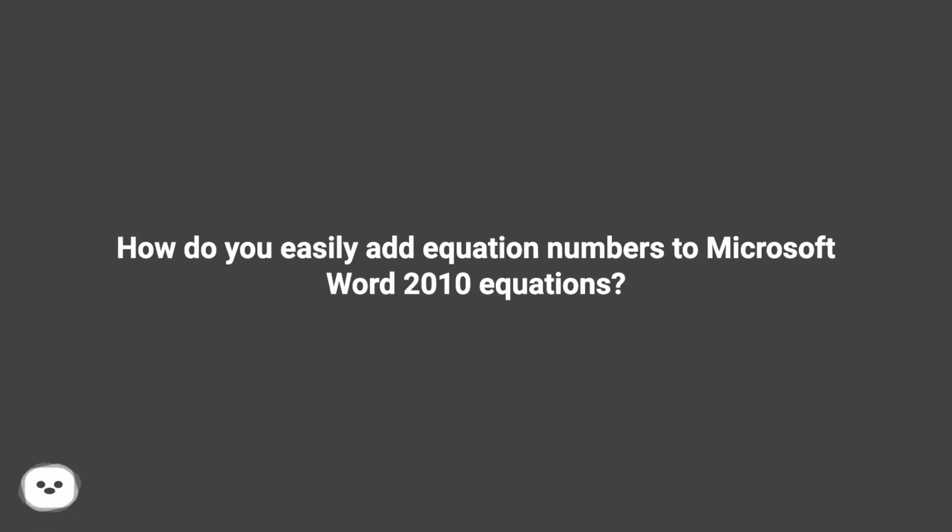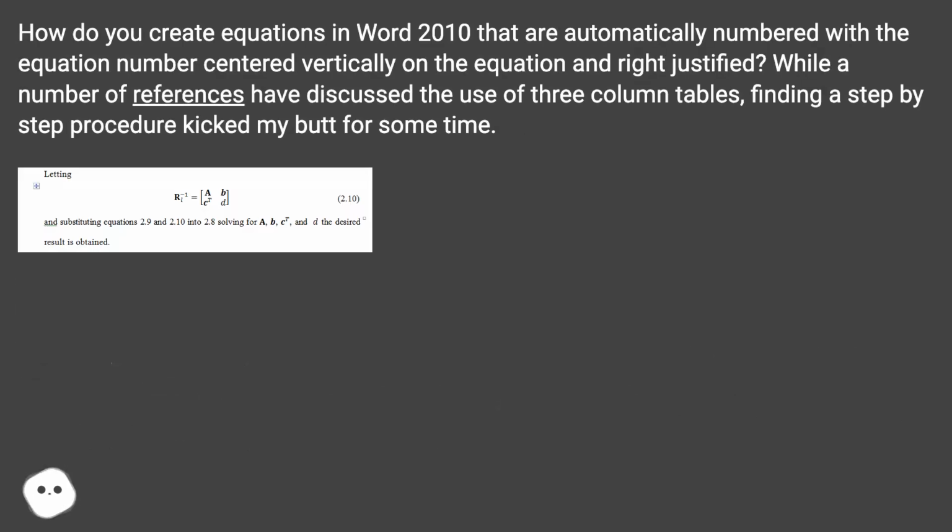How do you easily add equation numbers to Microsoft Word 2010 equations? How do you create equations in Word 2010 that are automatically numbered with the equation number centered vertically on the equation and right justified? While a number of references have discussed the use of 3-column tables, finding a step-by-step procedure kicked my butt for some time.